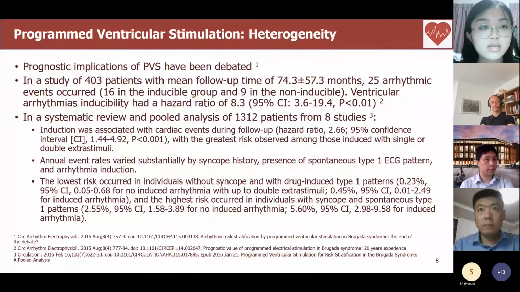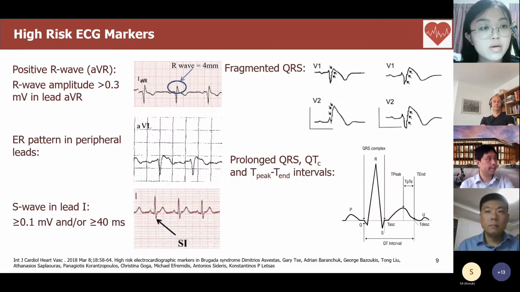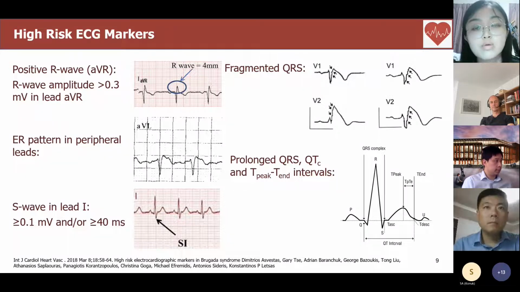What all this reflects is that multi-parametric models should be used in the evaluation of sudden cardiac death risk amongst Brugada patients and not just single parameters. Other parameters, such as ECG markers, include the following: a positive R wave in lead aVR, where R wave amplitude is greater than 0.3 millivolts in lead aVR, or early repolarization pattern in peripheral leads, S wave in lead 1, where it is greater than or equal to 0.1 millivolts and/or greater than 40 milliseconds, a fragmented QRS or prolonged QRS, corrected QT, and Tpeak-Tend intervals.